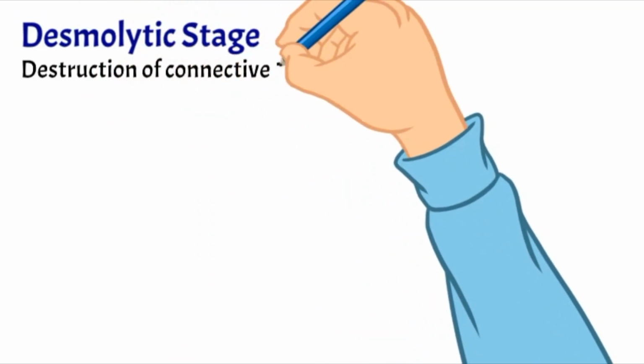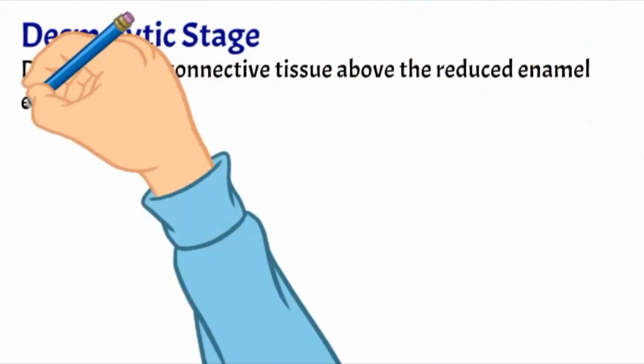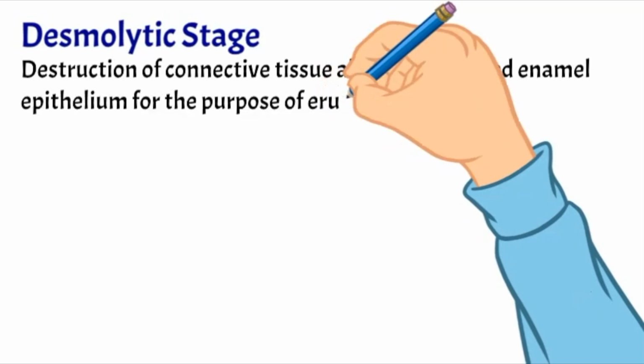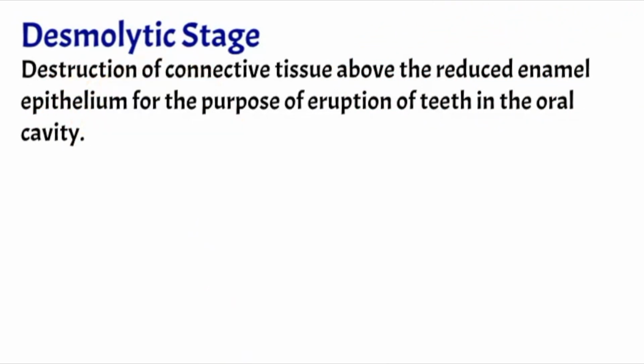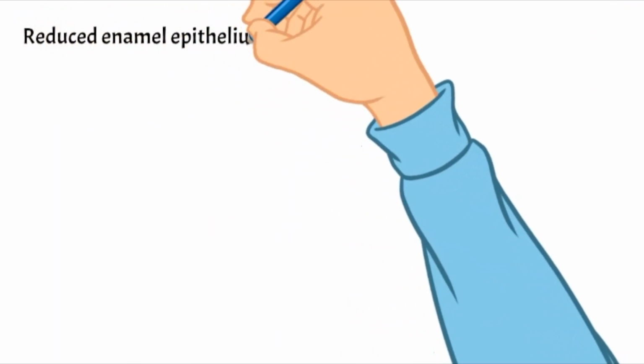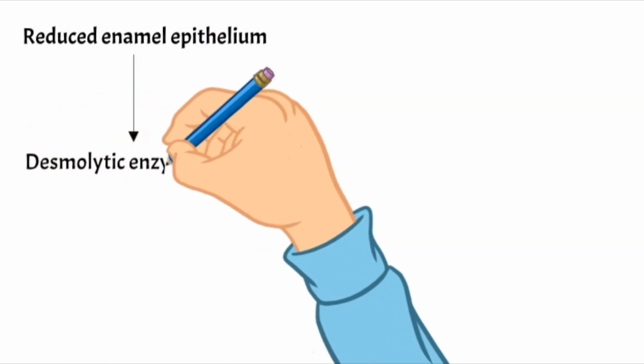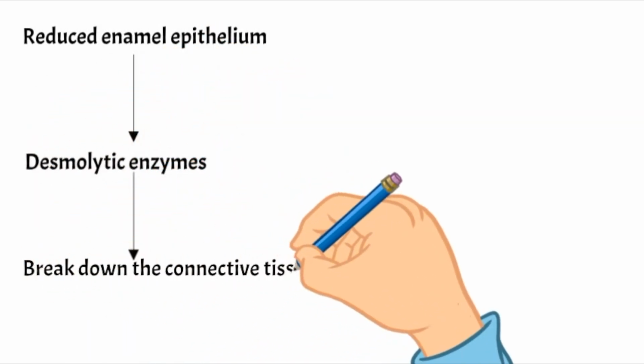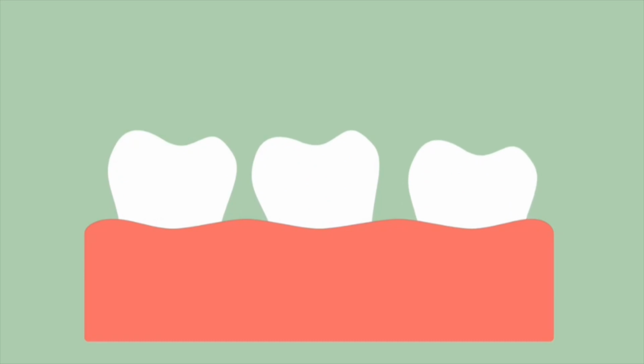Lastly, we have the desmolytic stage. As the name suggests, there is destruction of connective tissue above the reduced enamel epithelium for the purpose of eruption of teeth in the oral cavity. The reduced enamel epithelium releases desmolytic enzymes which break down the connective tissue, slowly leading the tooth to erupt into the oral cavity.